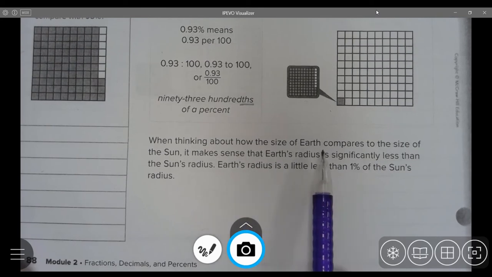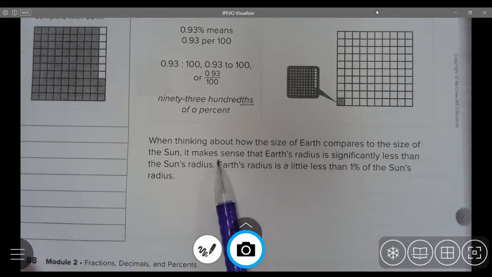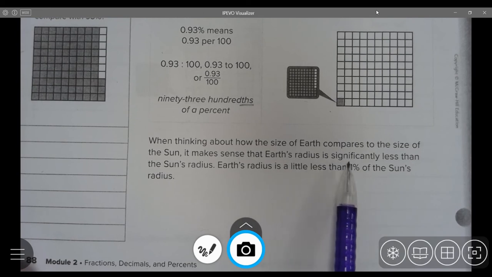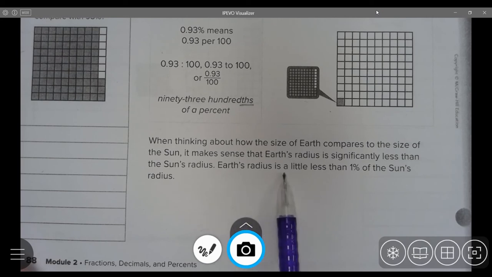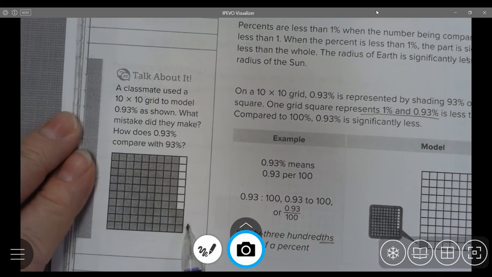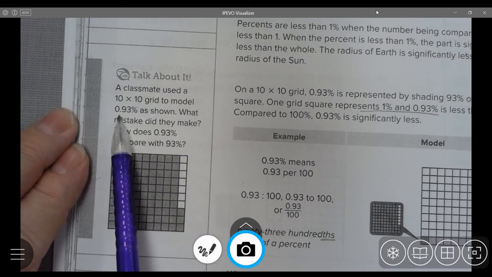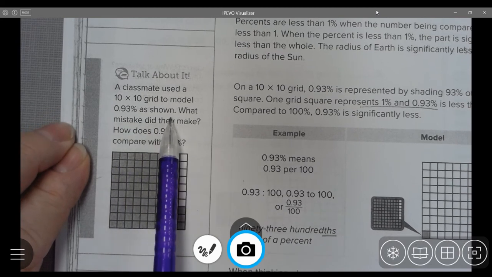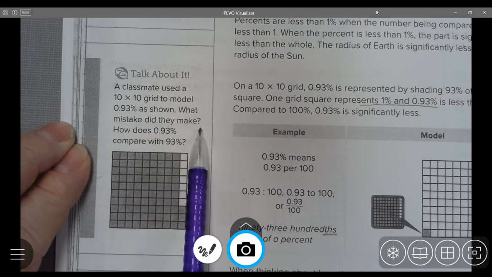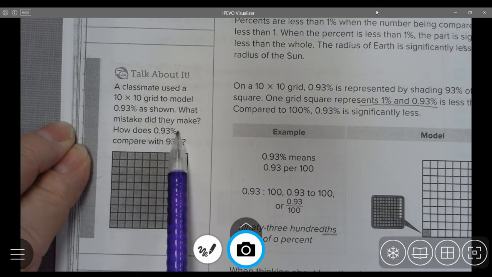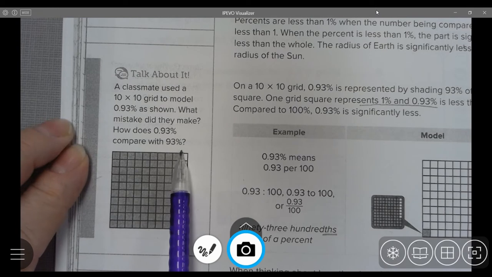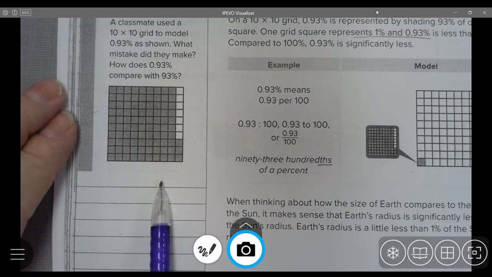When thinking about how the size of the Earth compares to the size of the Sun, it makes sense that the Earth's radius is significantly less than the Sun's radius. Earth's radius is less than 1% of the Sun's radius. On the side of page 88, talk about it. A classmate used a 10 by 10 grid to model 93 hundredths as shown. What mistake did they make? How does 93 hundredths compare to 93%? What mistake did they make?